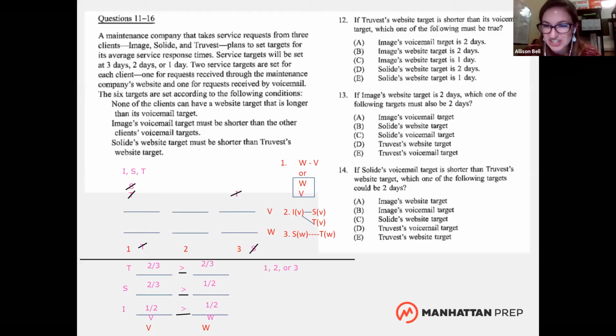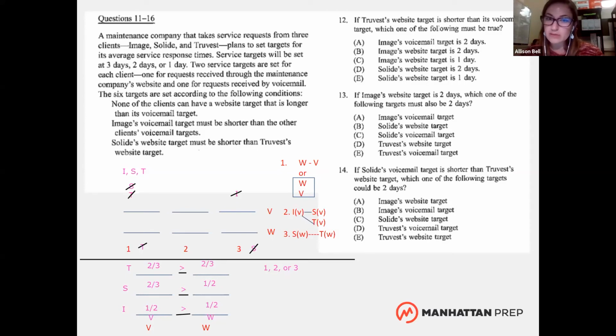I'm going to be gentle on you and give you an average of a minute and a half for these 3 questions. So I'll give you 4.5 minutes. I want you to focus on implementing strong conditional strategies. So you'll notice that each of these starts with an if, like our last question did. I also want you to focus on time management.